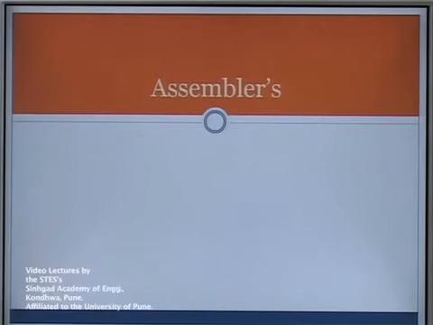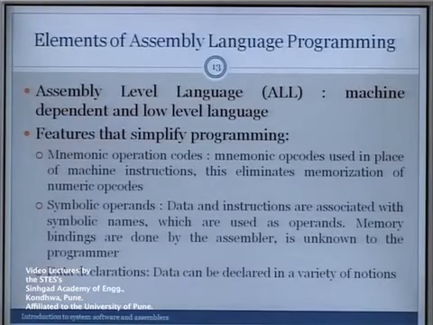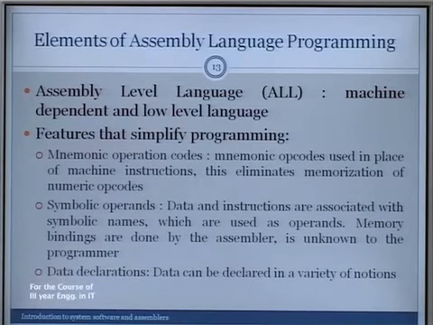Studying what is system software, what is the need to study system software, and what are the components of various system software, we come to the assembler, which is the second part of the first unit, assemblers. Here we are going to study what assembly level language program statements look like, how they can be classified, and finally how to design a two-pass assembler.